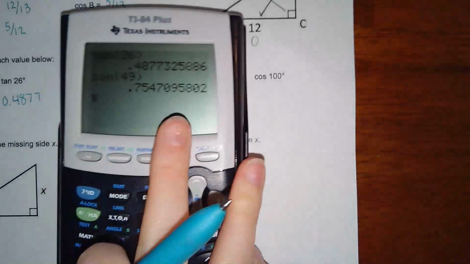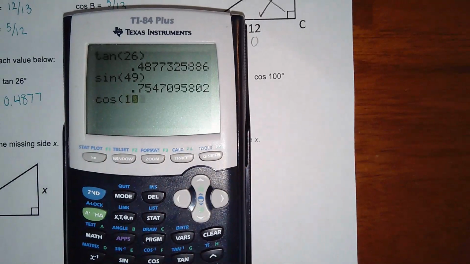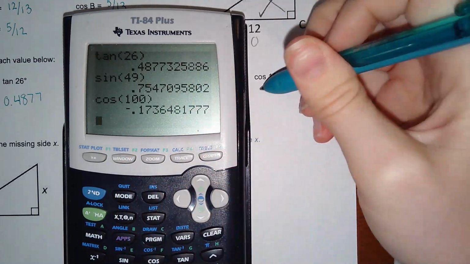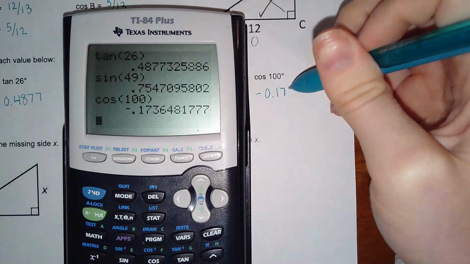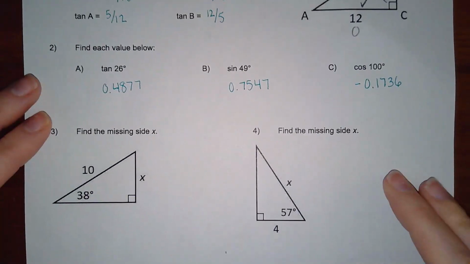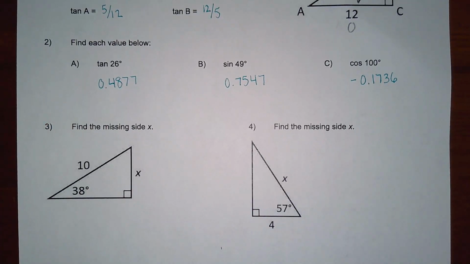And cosine of 100, negatives are okay, so I'm going to say negative 0.1736. So I would just make sure you get those same things when you type them on your calculator. Again, just make sure you're not working in the wrong mode.